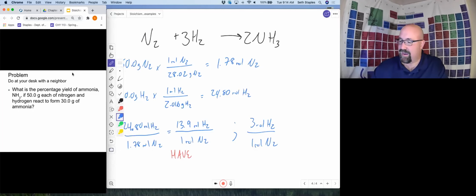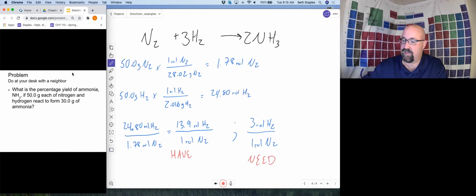No need to divide that out. That's already per 1 mole. And so this is what we need according to our balanced chemical equation. So again, we can see pretty quickly here that we have much more hydrogen than we actually need. And so hydrogen is in excess. That means that our nitrogen must be our limiting reactant. And so we're going to base everything off that.